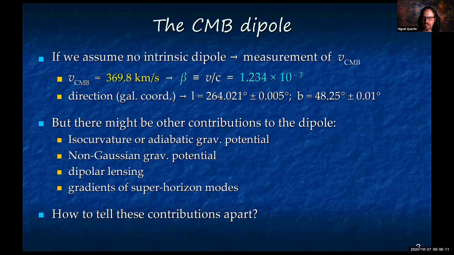The direction is also very well measured. But there might be, of course, other contributions to the dipole. There could be something going on at the last scattering surface. It could be some isocurvature or adiabatic gravitational potential, some non-Gaussian gravitational potential. It could be dipolar lensing, lensing due to structure. There's a dipolar component to the weak lensing. It could be gradients of superhorizon modes, and other things have been suggested in the literature. And the question is how to tell these contributions apart.